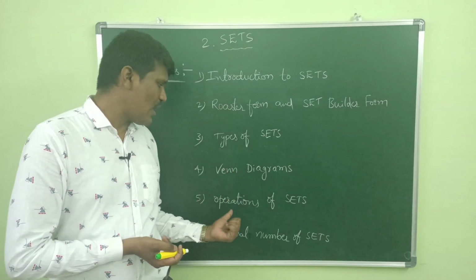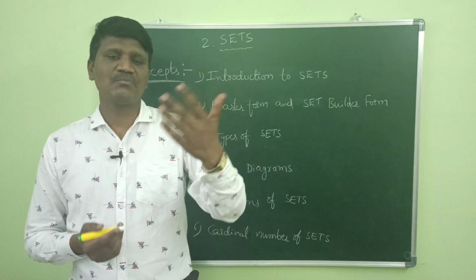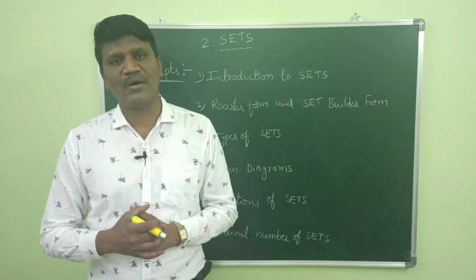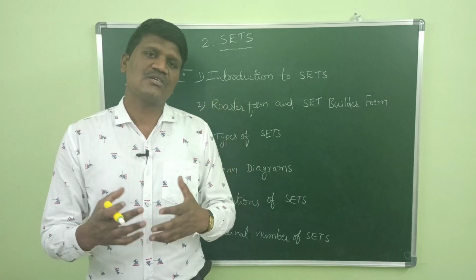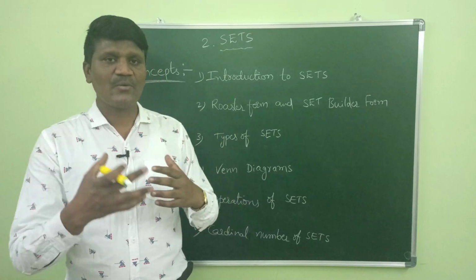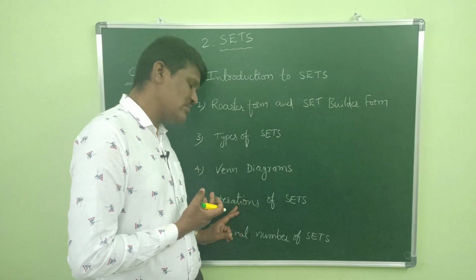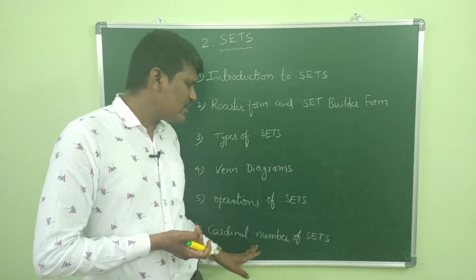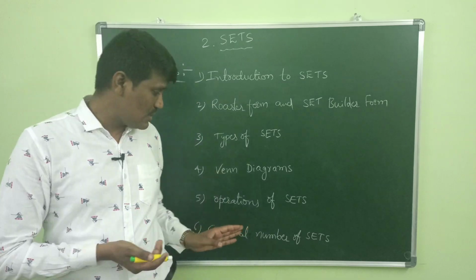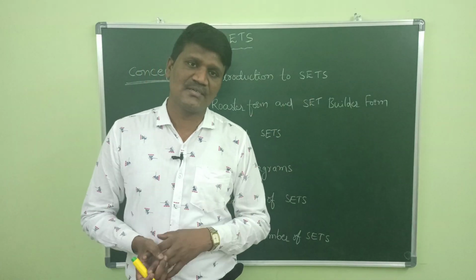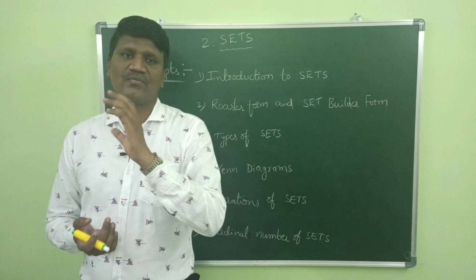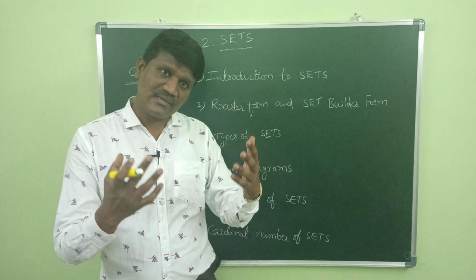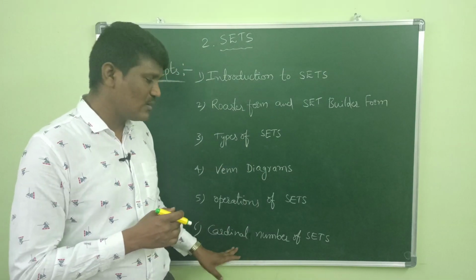The fifth one is operations of sets. Like the algebraic operations plus, minus, multiply and divide, sets also have some operations like union, intersection and difference. These are the basic operations of sets which we are going to learn in operations of sets. And the last one is cardinal number of sets. The cardinal number of a set is nothing but the number of elements present in the set. So let us do some problems related to cardinal numbers.